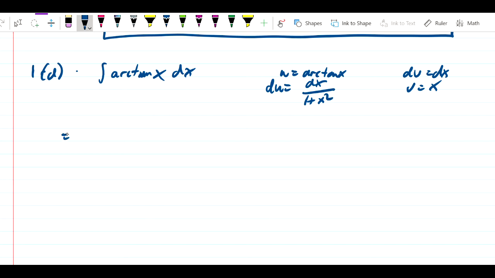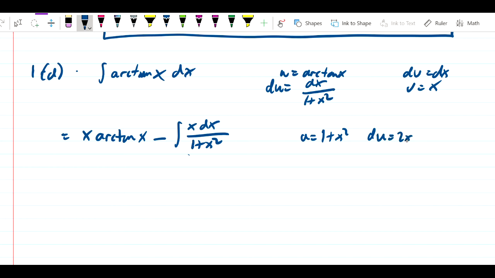So this is equal to, let's see, x arctan x, that's the uv, and then minus the integral of x dx over 1 plus x squared, that's the v du. So here we can actually do this part by u substitution, so I'm going to reuse the u term. So that's u equals 1 plus x squared, du equals 2x dx, so x dx equals 1/2 du.